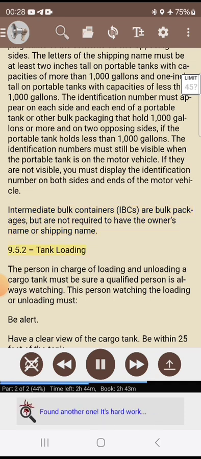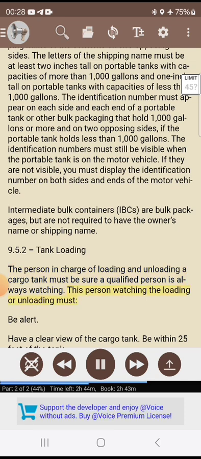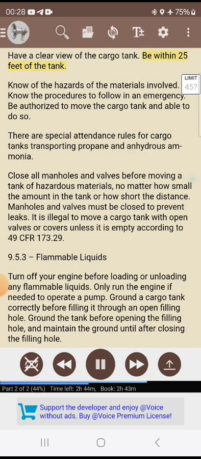9.5.2 Tank loading. The person in charge of loading and unloading a cargo tank must be sure a qualified person is always watching. This person watching the loading or unloading must be alert, have a clear view of the cargo tank, be within 25 feet of the tank, know the hazards of the materials involved, know the procedures to follow in an emergency, and be authorized to move the cargo tank and able to do so. There are special attendance rules for cargo tanks transporting propane and anhydrous ammonia.